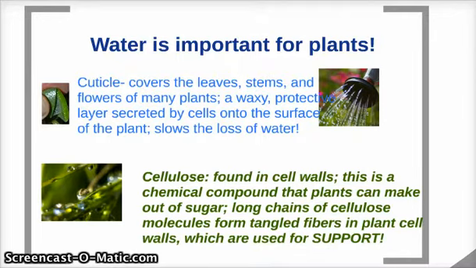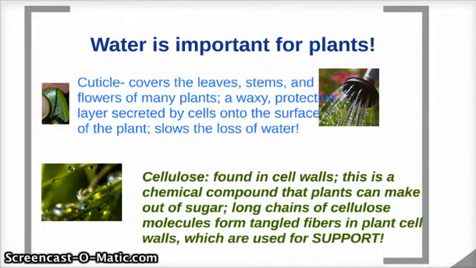Cuticles and cellulose are two parts of plants that are really important to understand. Some plants have cuticles, and that's what covers the leaves, the stems, and the flowers of many plants. So if you ever touched a leaf before, you may have noticed this waxy protective layer, and that's what's secreted by cells onto the surface of the plant. And this is the part of the plant that slows the loss of water. It's what retains the water in the plant cell.